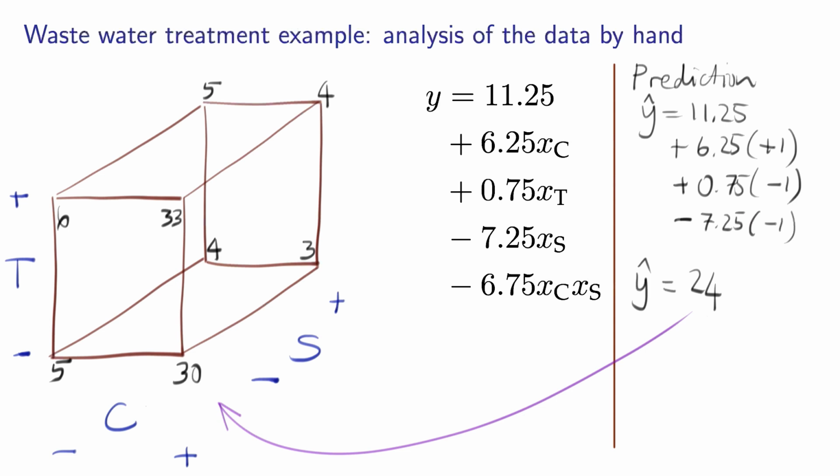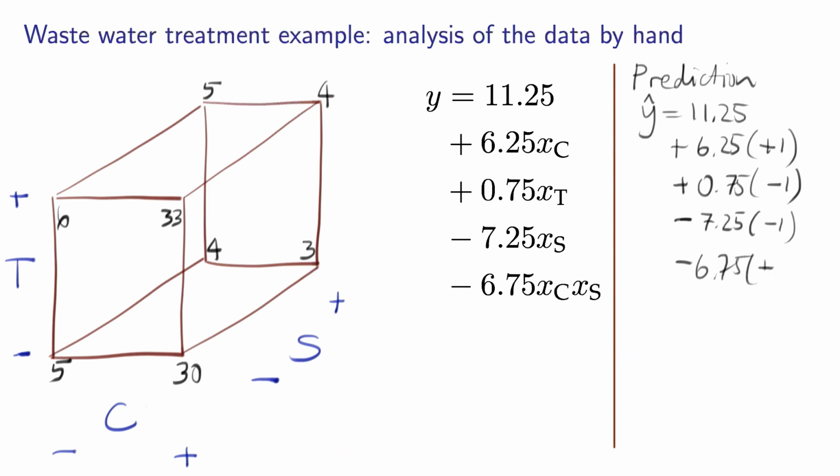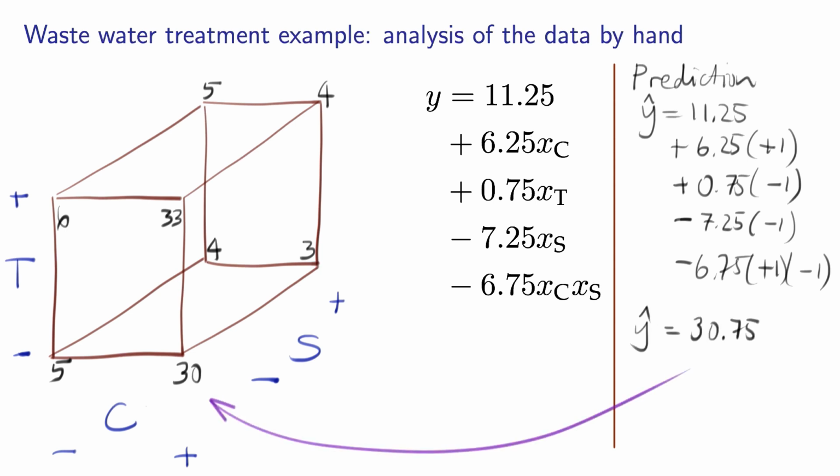The predicted value earlier was 11.25 plus 6.25 minus 0.75 plus 7.25. But now with this interaction term, we have an additional part, minus 6.75 times 1 times minus 1. What that means is we actually get an additional amount of 6.75 due to the interaction, getting us a prediction of 30.75, much closer to the actual value. Notice here that the interaction actually works against us. That interaction has increased the amount of pollution.